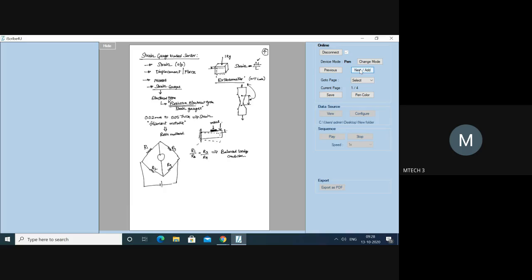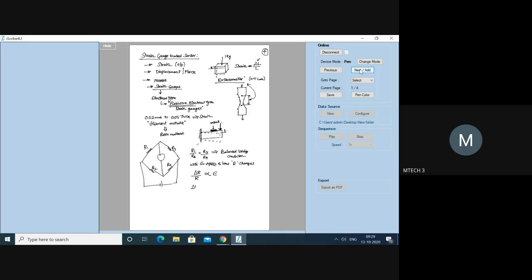Now, whenever the load is applied, what is going to happen to the resistance? Will the resistance remain the same? No, sir. The resistance is going to vary. With the application of the load, R changes. Please understand, what is delta R? Delta R by R, the change in resistance to original resistance, is proportional to the strain.